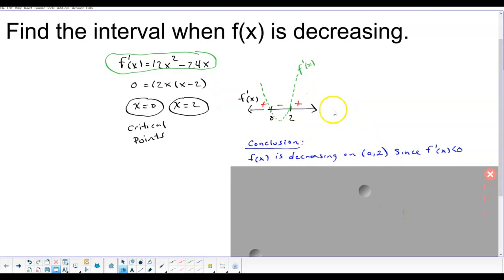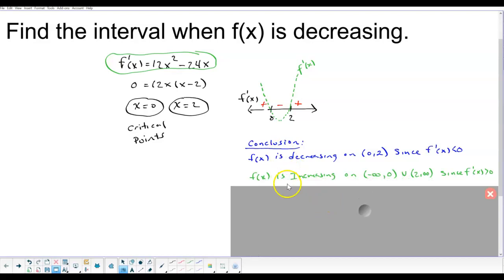Now, since we have this on here, I could also ask you a couple other questions. Another one was, when is the function f of x increasing? Well, it's increasing on the interval from negative infinity to 0 because the derivative is above the x-axis, or positive, as well as the interval from 2 to infinity. So notice my justification: because the derivative is greater than 0, I knew when the function was increasing.